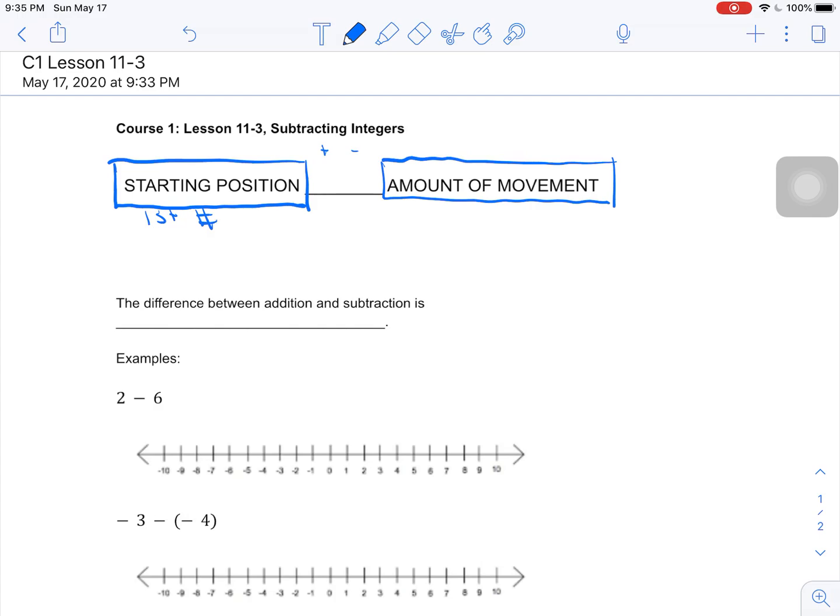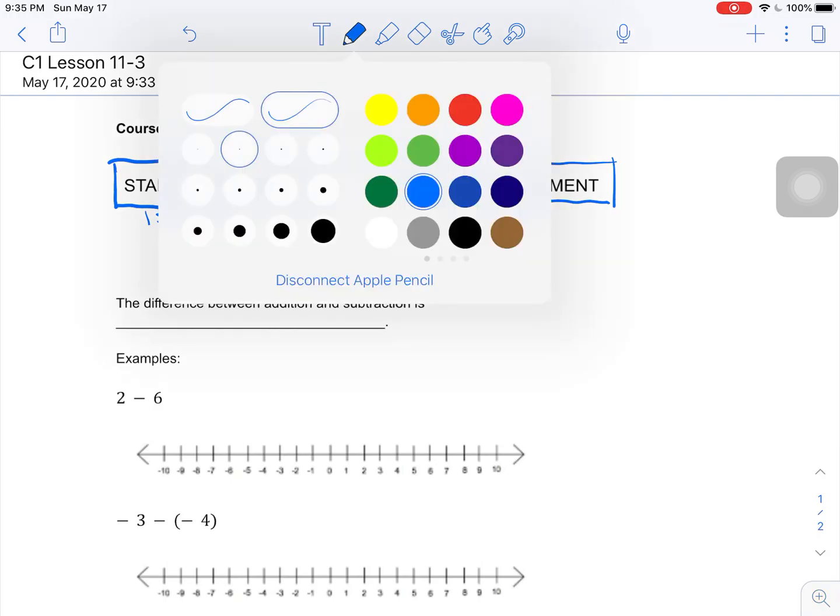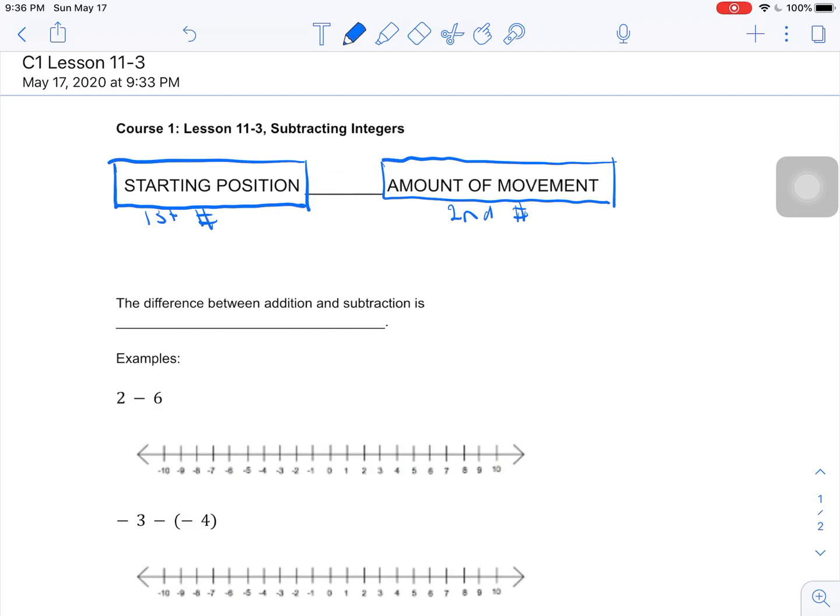So the first number, this is going to be whatever your first number is. That's going to be your starting position. So that's where you're standing on the number line. We know that from our adding model last week. And we know that this is our second number. Our second number tells us how far we're moving. So we know from last week that we can add here, or now we're going to introduce subtracting here. So this could be adding or it could be subtracting.